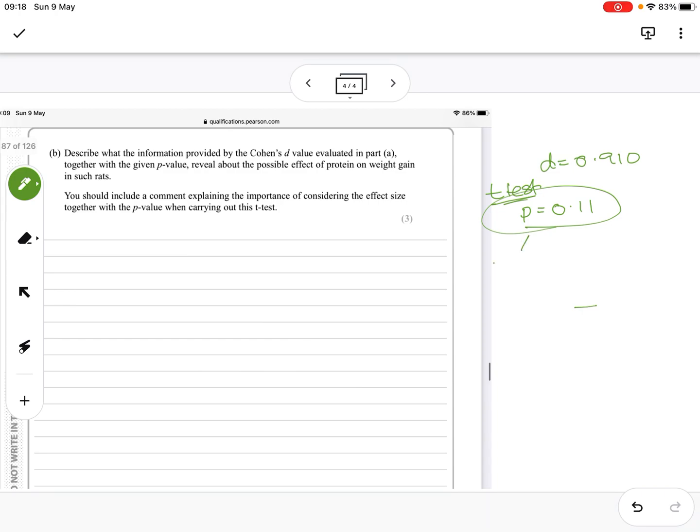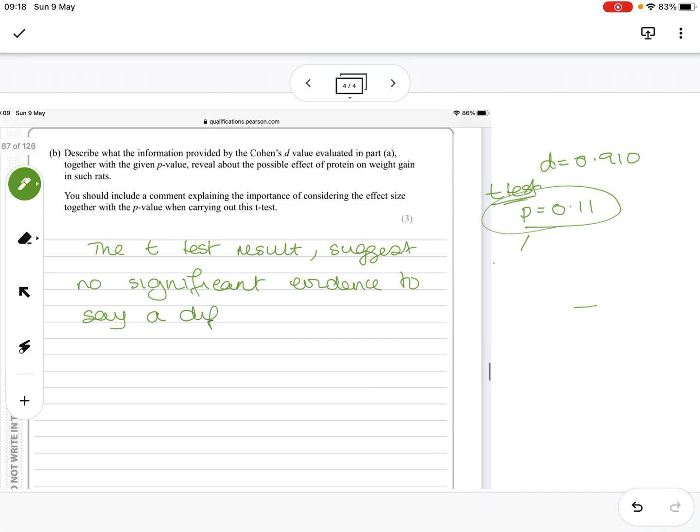So the t-test result suggests no significant evidence to say there's a difference in mean weight gain for rats on a low or high protein diet.